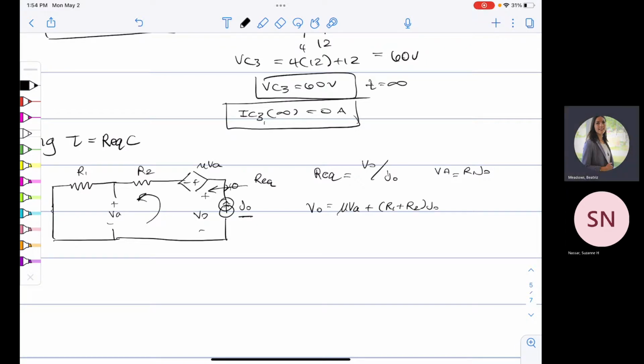Does that make sense? 100%? You saying that just to make me feel better? So we're just doing a basic KVL loop. We can add the resistors, or you can do R1 J naught plus R2 J naught. It's the same thing. All right, so now we can plug in our VA, which is just R1 J naught. Right, so now what can we do here to get our equivalent?